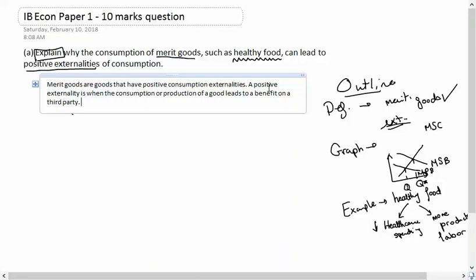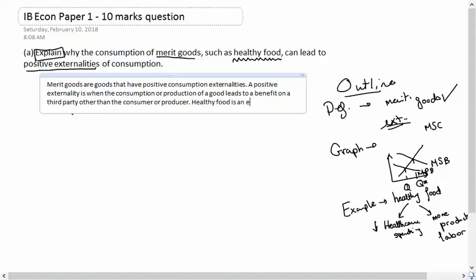Okay. Other than the consumer or producer. So go ahead into introducing your example.